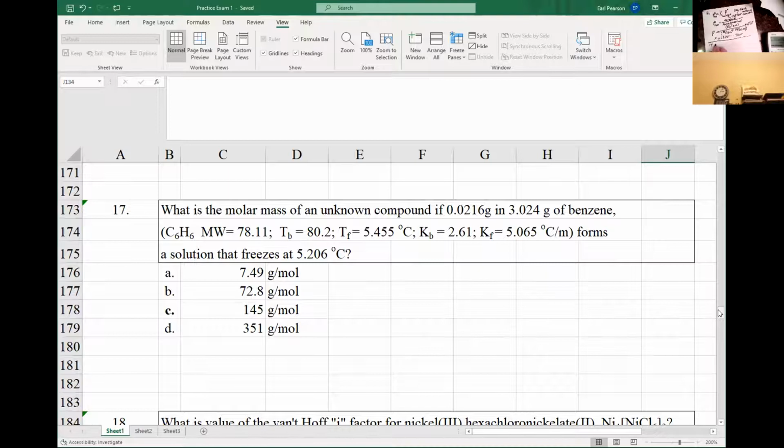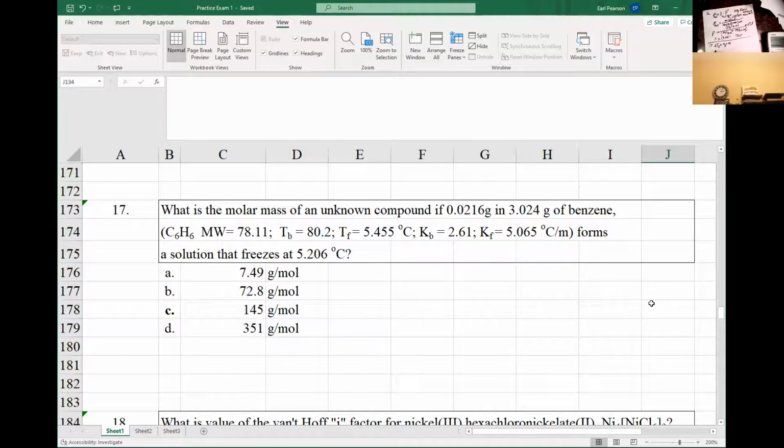So I'm going to say delta T for freezing is I, but this is not an ionic compound, so I is 1. It's K sub F times the molal concentration. Okay, so this is my relationship. Let's put in what we know. It freezes at 5.206, and the freezing point is 5.455.